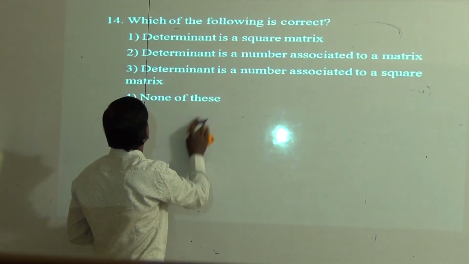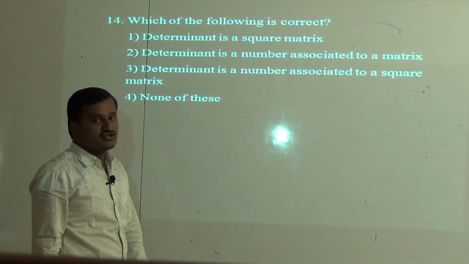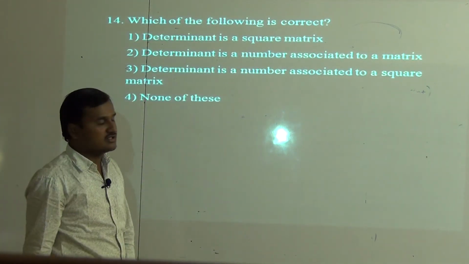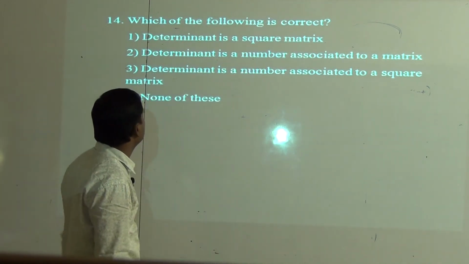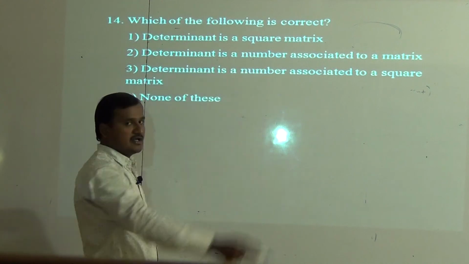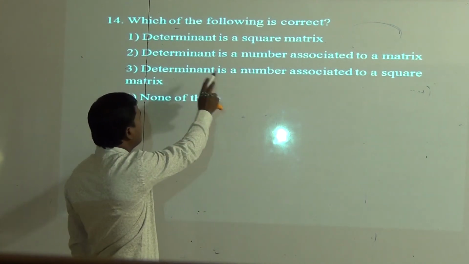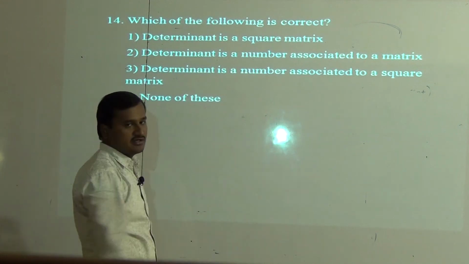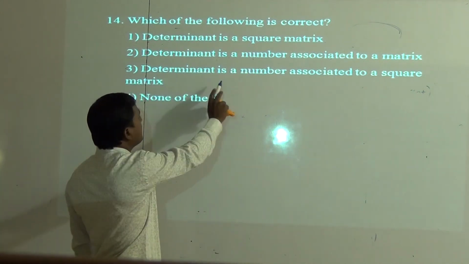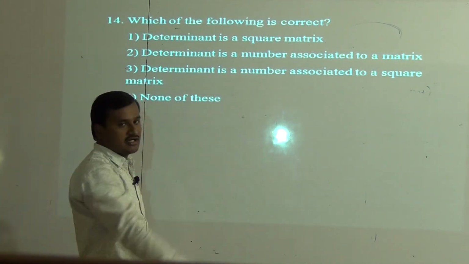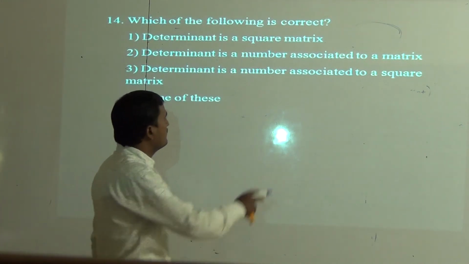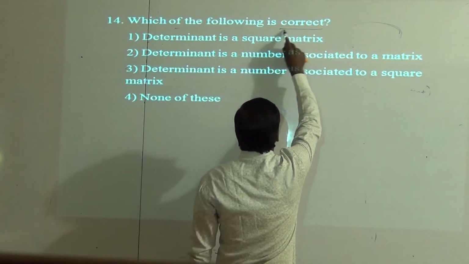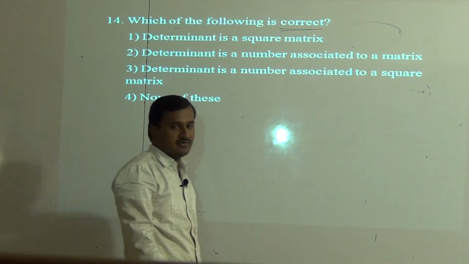Okay, which of the following is correct? So first you should observe the options. What have they given? Determinant is a square matrix, they have given. Determinant is a number associated to a matrix. Determinant is a number associated to a square matrix, and none of these. So here we should find which one is correct. Here we should find the correct answer.